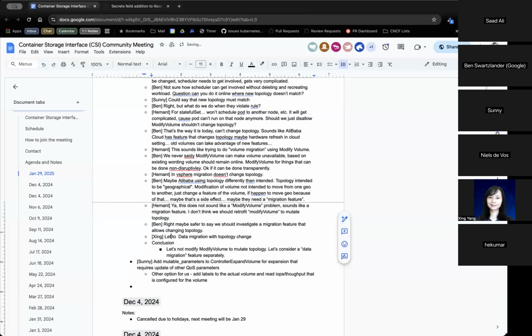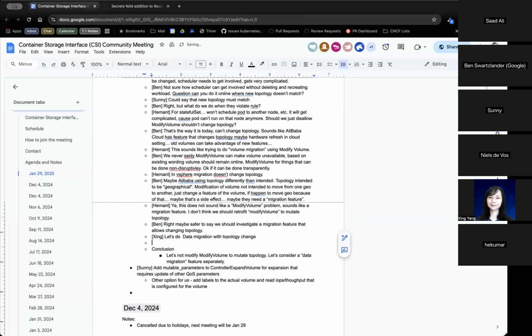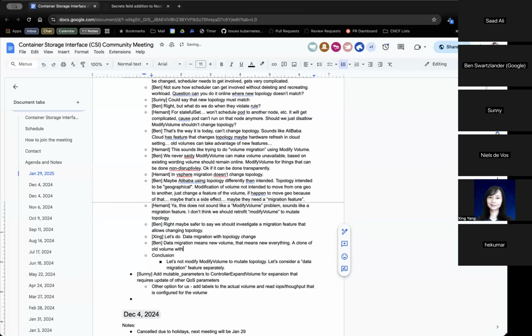So some sort of create new volume from old volume, and the new volume gets all new things anyways, right? New storage class, new volume attribute class, new topology, and because it's a clone of the old volume, it'll have the same data. From a user's perspective, that's the right way to do a migration, I think. And it frees you up to make any changes you want because you get a whole new volume.